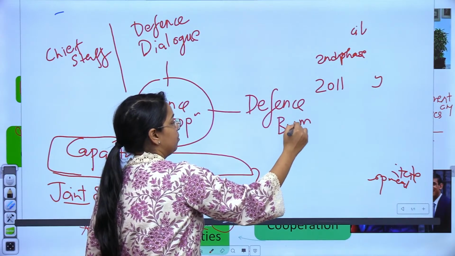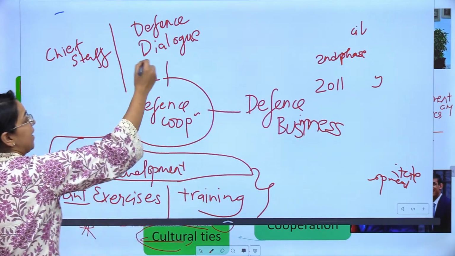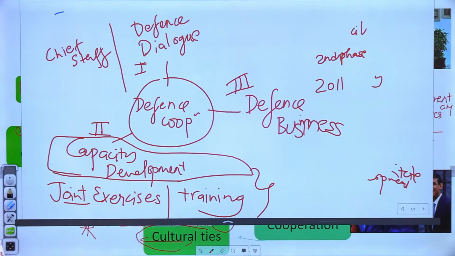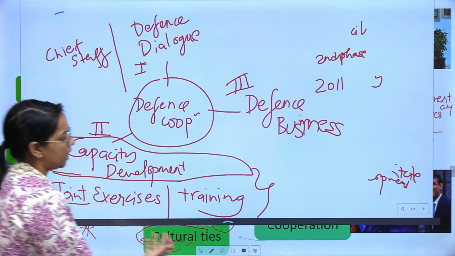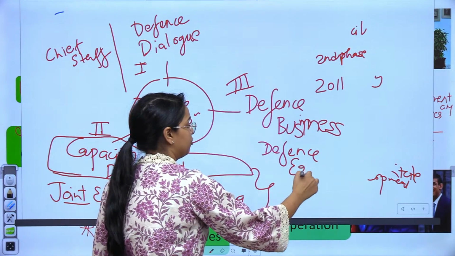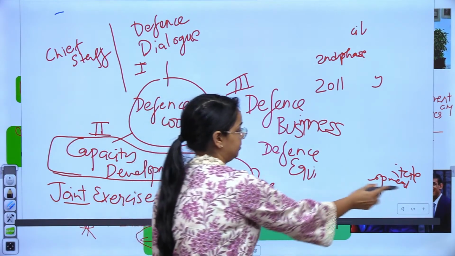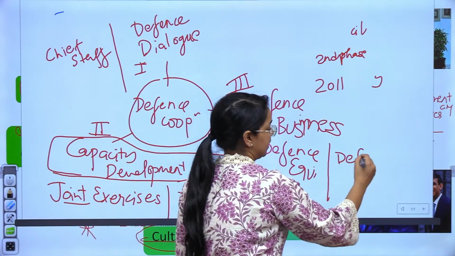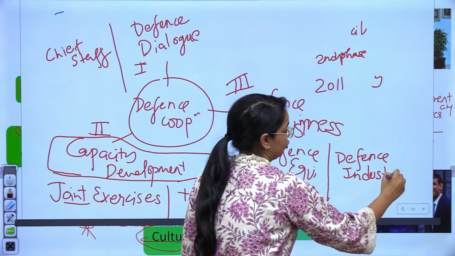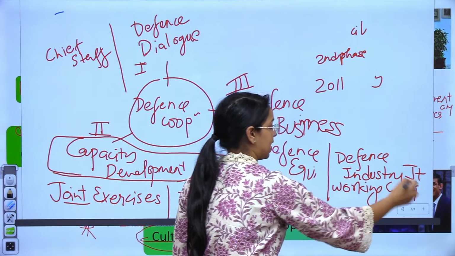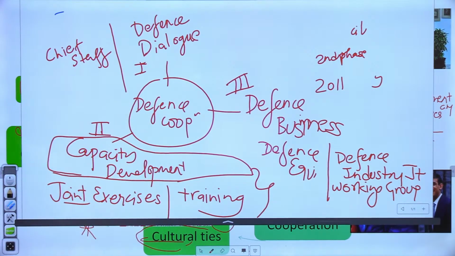in defense business also there is a lot of cooperation between the two countries, right? First defense dialogue, then capacity development, and now in defense business also the cooperation between the two countries is strong. India is importing defense equipment from UK in various ways, right? Both countries have also established a joint working group between the defense industries. The defense industry joint working group, JWG means joint working group, has been established by the two countries to solve the issues related to their defense trade and to boost the defense trade in future, right?